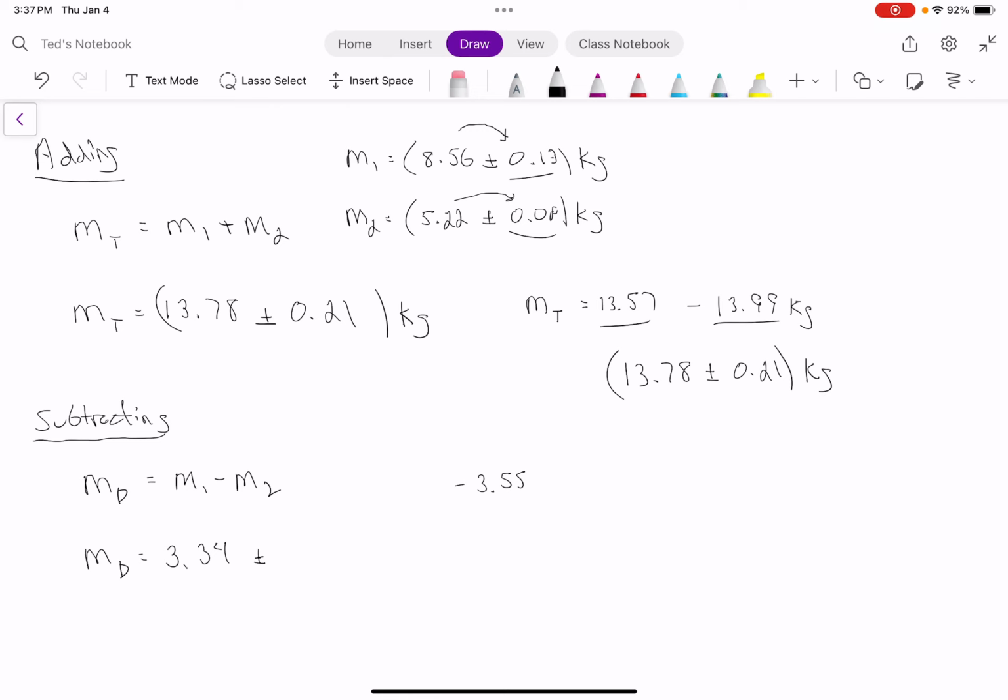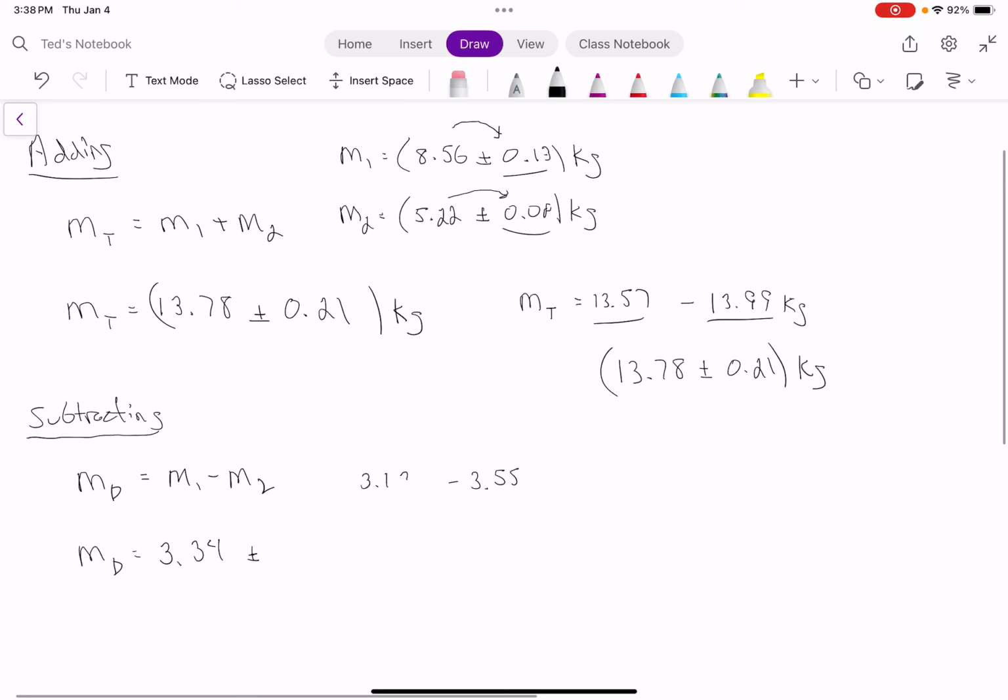And the smallest possible value is when the big number is the smallest it can be, 8.56 minus 0.13, and the smaller number is the biggest it can be, 5.22 plus 0.08. And if we subtract those two numbers, we get 3.13 as the smallest possible value of the mass difference. Okay, and again, that can be written as 3.34 plus or minus 0.21.